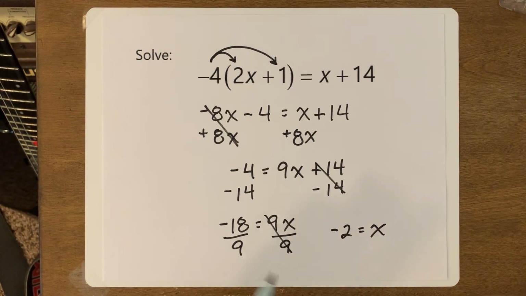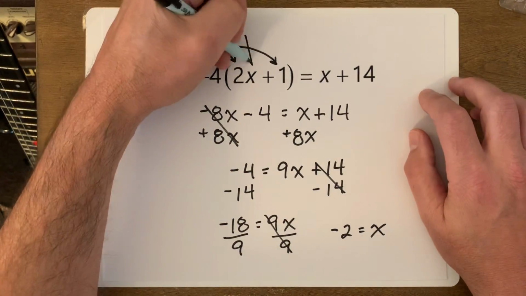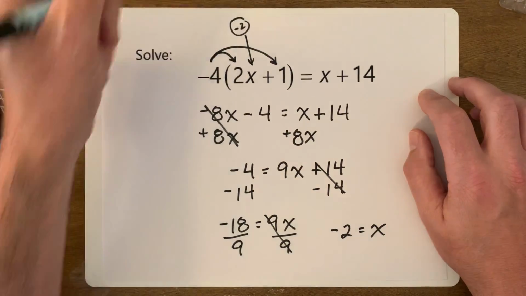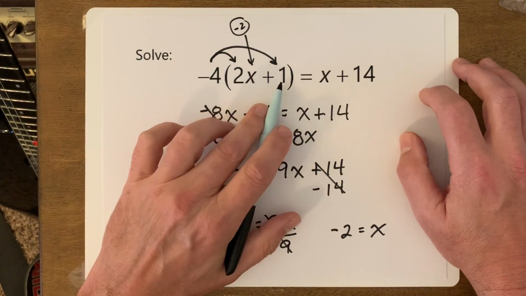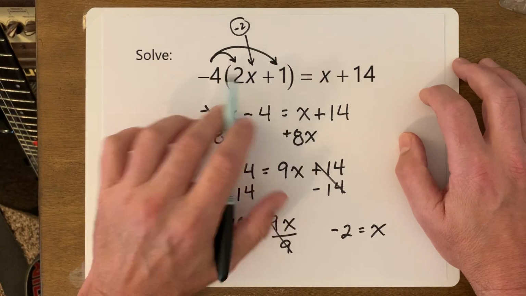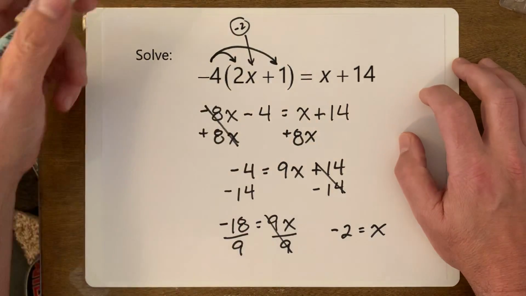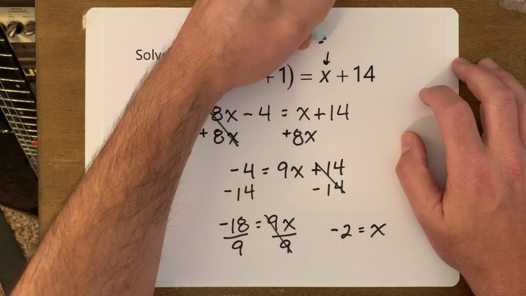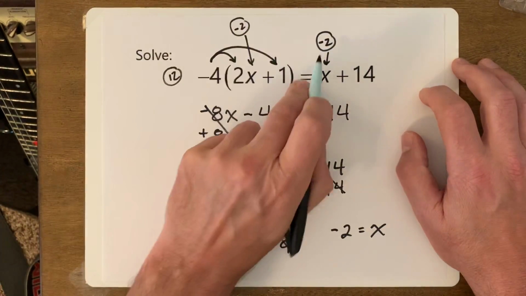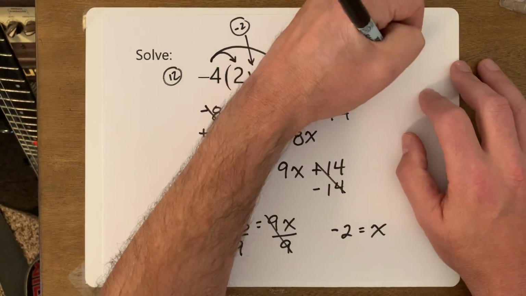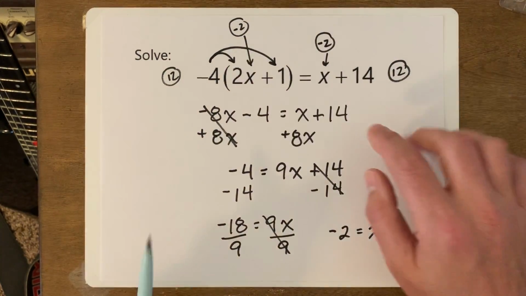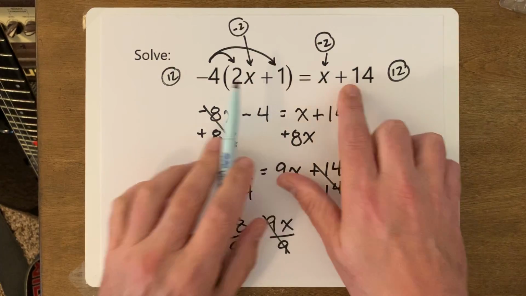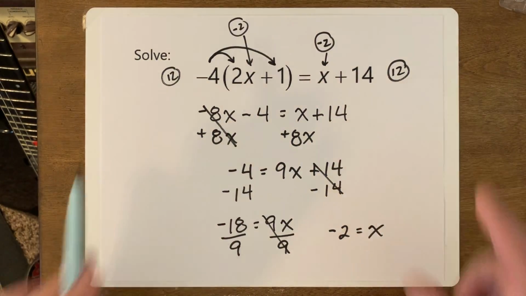Let's check that. Well, we can check that real quick. If we plug in a negative 2 here, we're going to get negative 4 plus 1 is negative 3. And negative 3 times negative 4 is positive 12. If we plug in a negative 2 here, negative 2 plus 14 is also 12. And so when we plug that negative 2 back in our solution, then we get 12 on both sides, so we know we're correct.